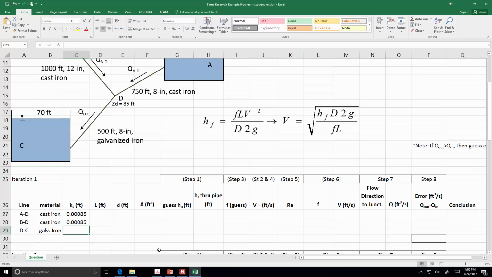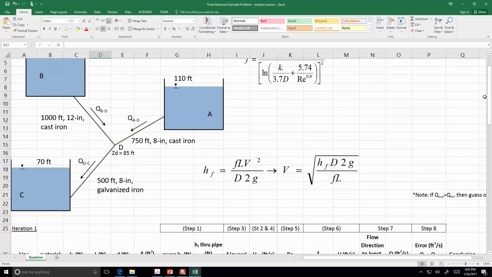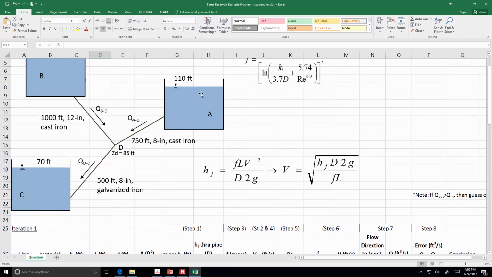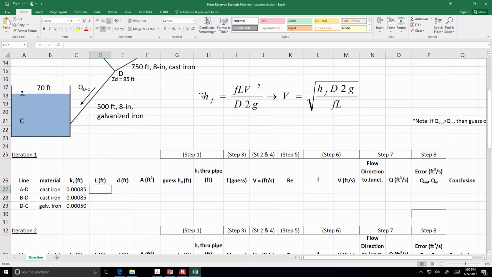0.00085. Galvanized iron is a little bit different. That is 0.00050. Okay. The lengths we can get from the drawing. Pipe AD, you should enter in a length of 750 feet for that. The length for BD is 1,000 feet and 500 feet for pipe DC.